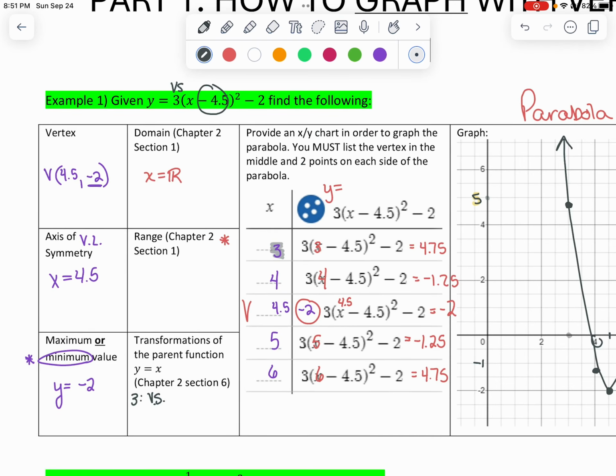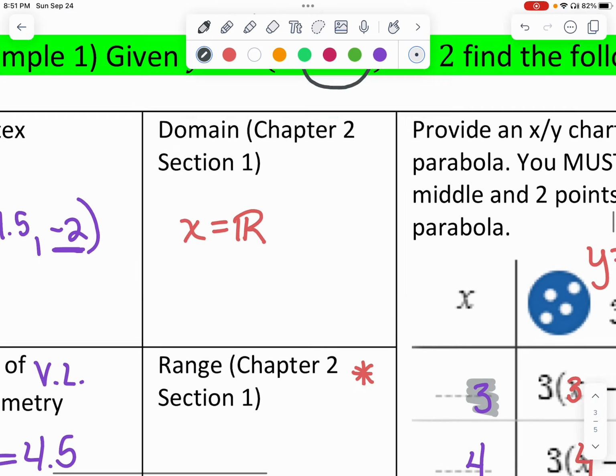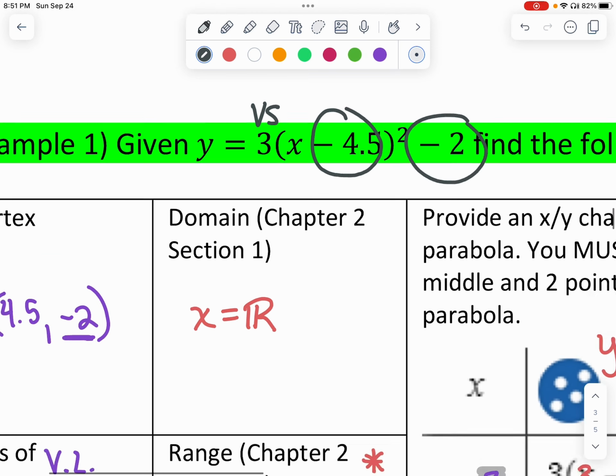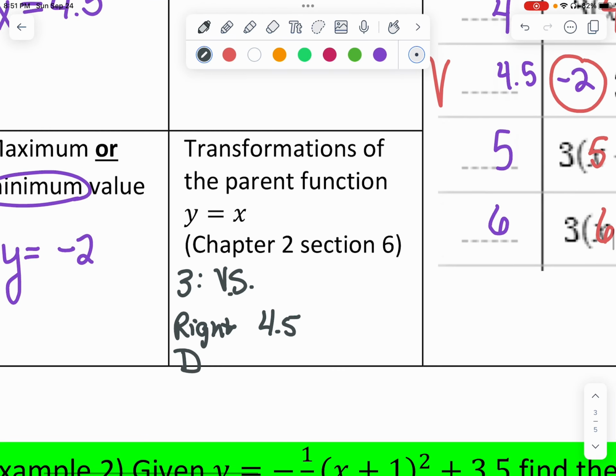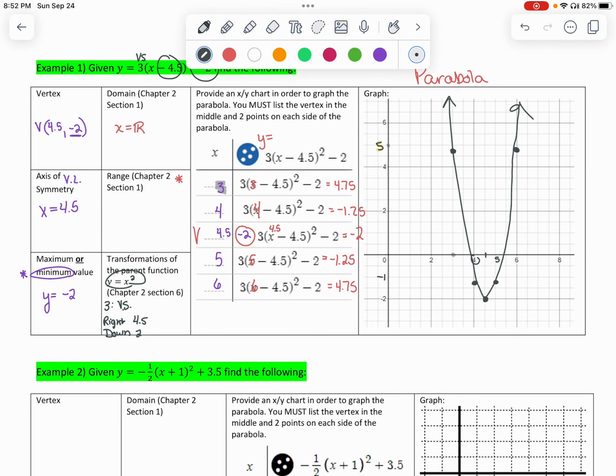This is a right 4.5. So I'll write right 4.5. What was the number in the back? That's a down 2. And that's a parent function x squared. And I'll make sure I indicate that on yours. All right, so we had a vertical stretch, we had right, and we had down. And you can see that that is absolutely true of that.